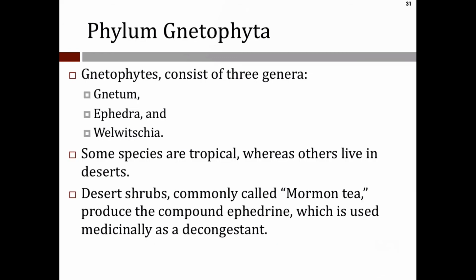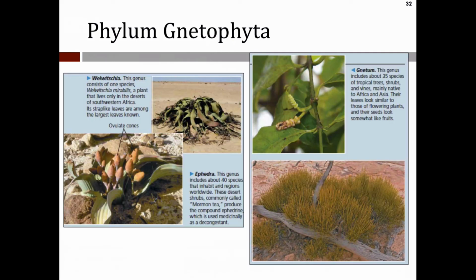Next up is phylum Gnetophyta. So gnetophytes include three genera, Gnetum, Ephedra, and Welwitschia. So these plants live in areas that are tropical and even those that are in desert, such as the Welwitschia. So it states, desert shrubs, sometimes known as Mormon tea, which I really won't call it, I'm referring to ephedra there, produce the compound ephedrine, which is used medicinally as a decongestant. If you have used it before, you likely do appreciate ephedra for the decongestant.